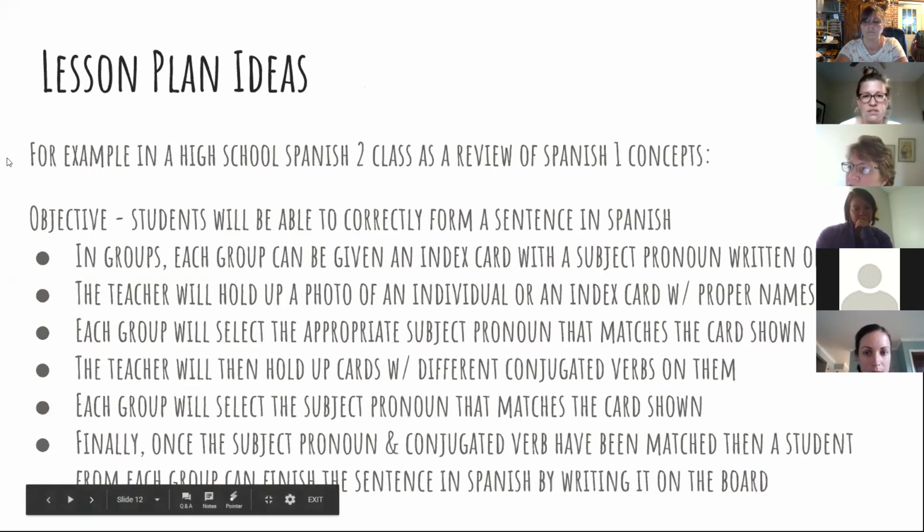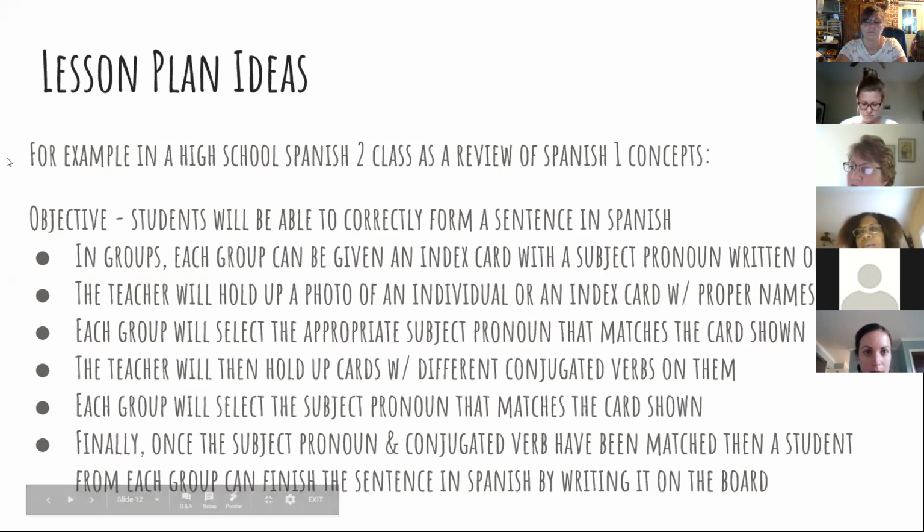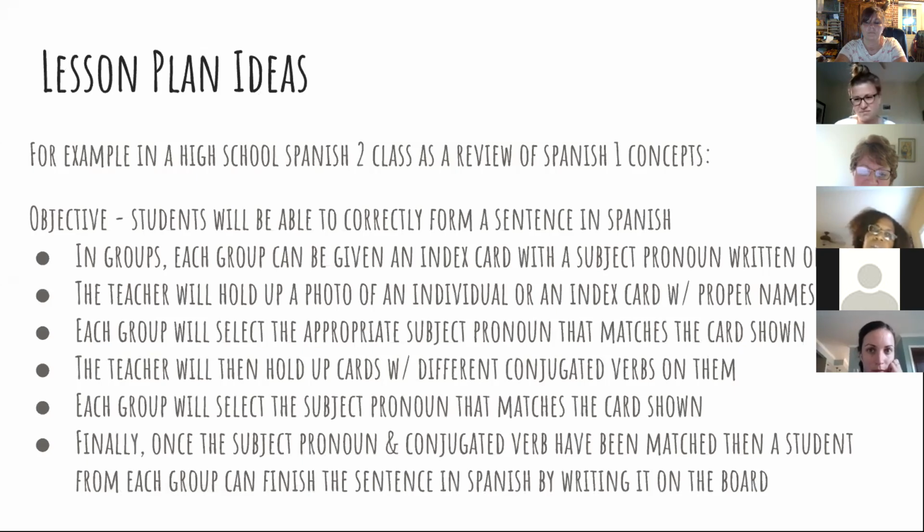And then I think this was Angel. Yes. Lesson plan ideas. I am a high school Spanish teacher, and these were some ideas that I had for during the first week of school if you're reviewing concepts from their previous year. So the objective is students will be able to correctly form a sentence in Spanish.